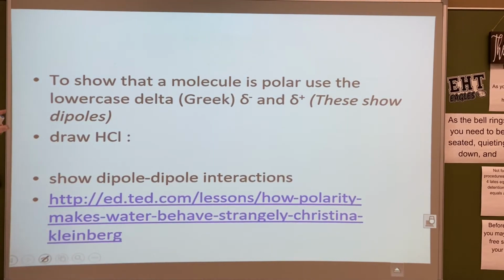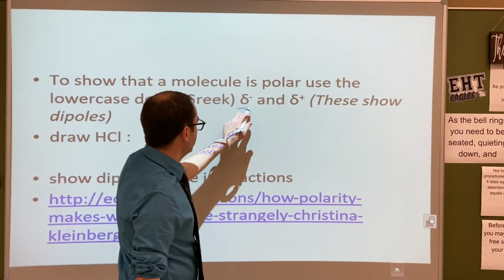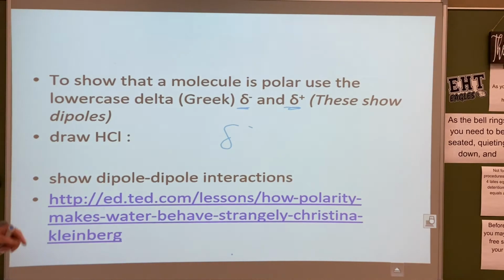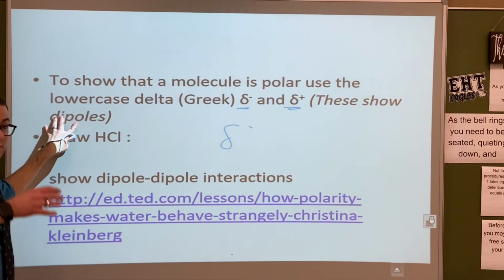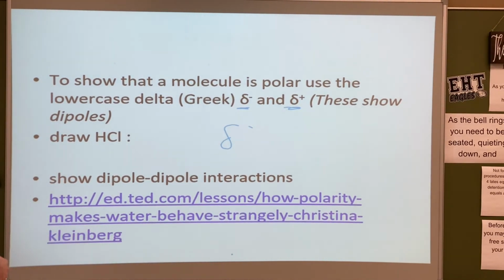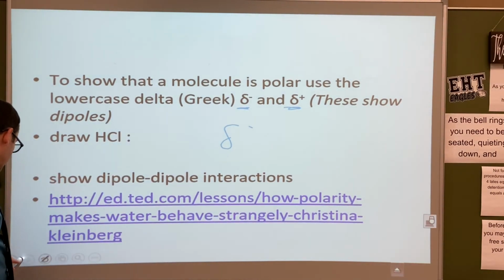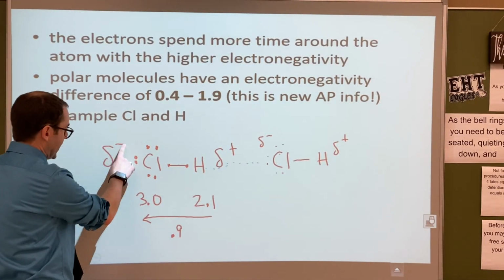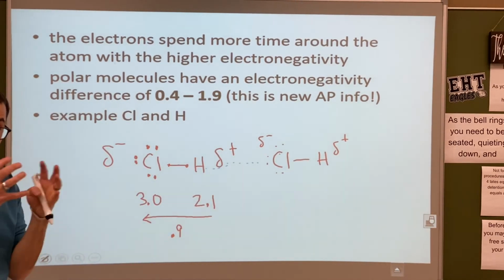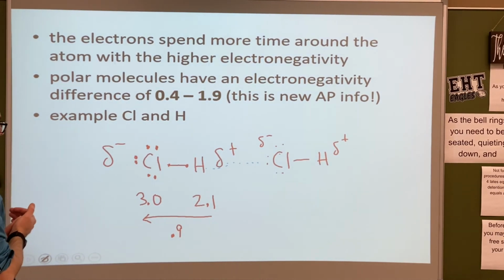All right. So to show that a molecule is polar, we use the lowercase delta, which is a Greek symbol. This is what it looks like. Like I was drawing it kind of like similar. And these show what's called the dipoles. So the dipoles are the positive and the negative parts of the atom, the poles of the atom. All right. And when it says show dipole interaction, that's what we did for this one. This is the negative pole. This is the positive pole. This is dipole interaction where you have the dotted line. They're attracted to each other. All right. So all polar molecules will get that kind of like hydrogen bond like attraction.